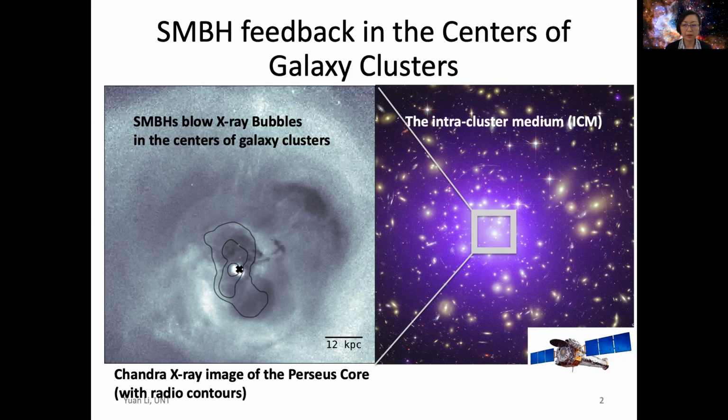However, how this coupling happens is unclear, and it's hard to know the kinematics of the hot gas due to the limited spatial and spectral resolutions of X-ray telescopes.